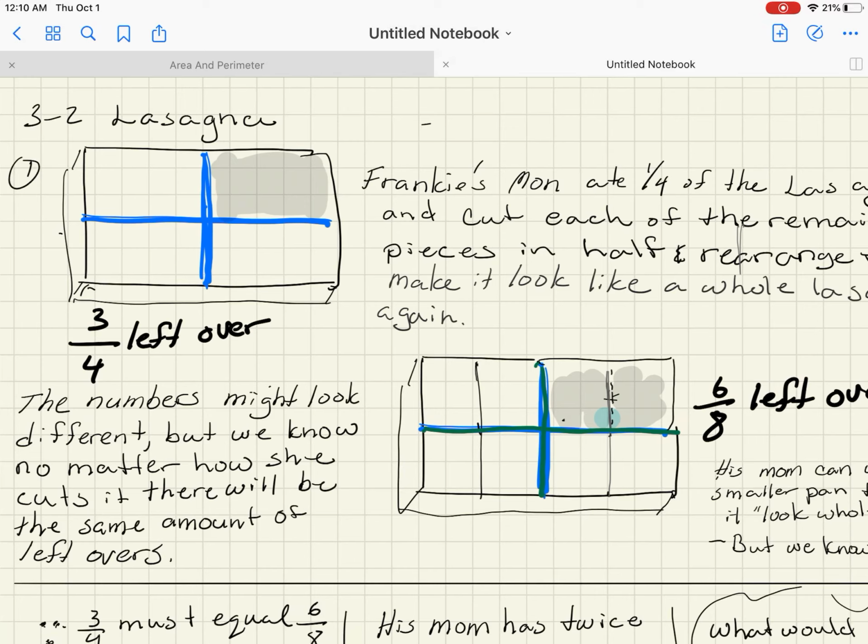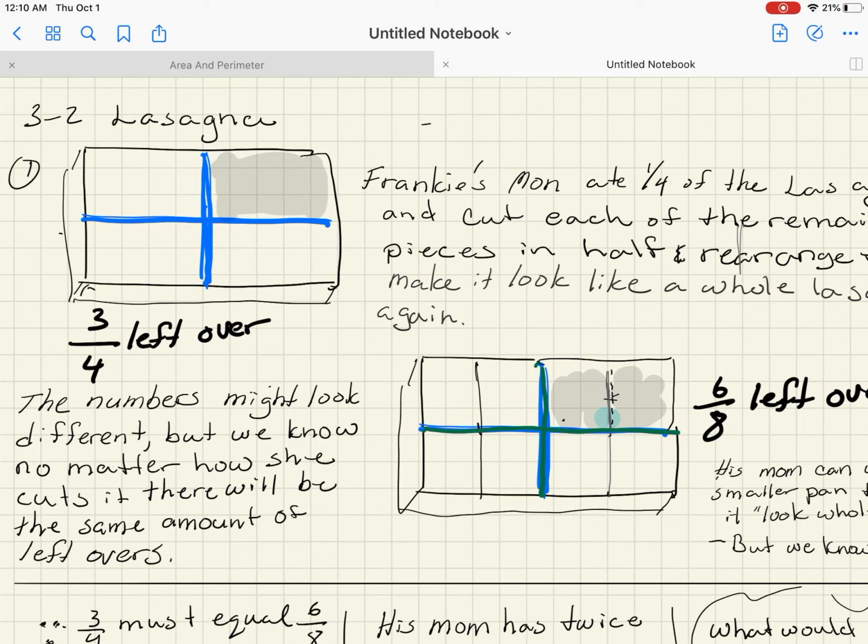Then after she was done eating, she took each piece of lasagna and cut it in half again. So rather than having 3 pieces of leftovers, she now has 1, 2, 3, 4, 5, 6 pieces of leftovers. But the number on the bottom has changed, because now the total parts are 1, 2, 3, 4, 5, 6, 7, 8. So now looking at it in this picture, there's 6/8 of the lasagna left over. And at the top, where it's number 1, there was 3/4.